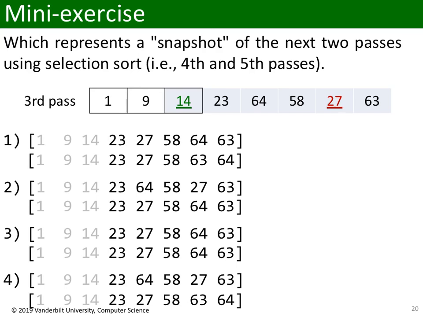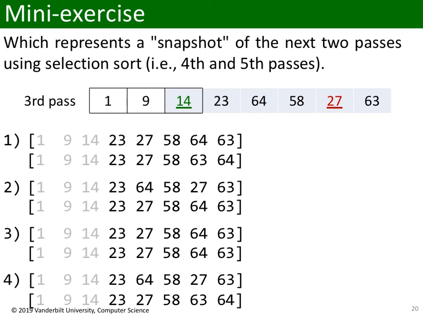After the fourth pass, the array will look precisely the same as it looks now. The reason is because we searched for the minimum value in the remaining array locations. The minimum value is 23, and it's already in the third element. So we don't have to change anything. Nothing gets swapped. So 23, 64, 58, 27, 63 is going to remain the same.